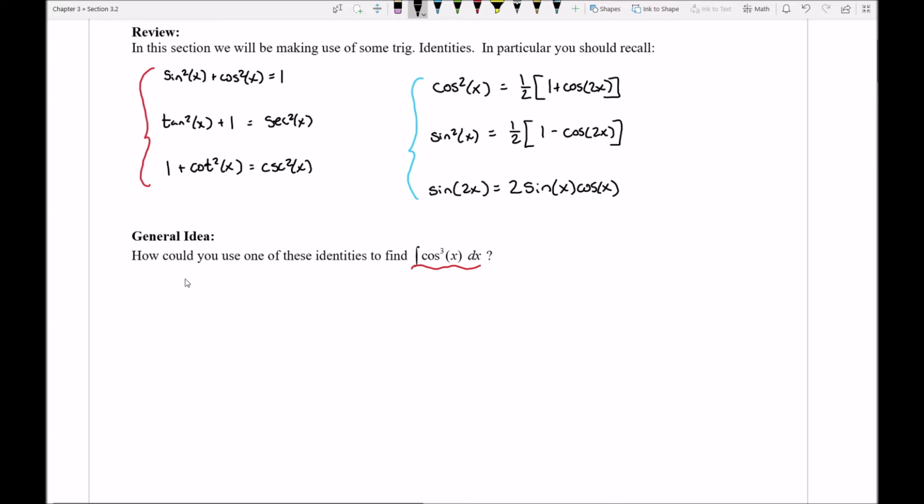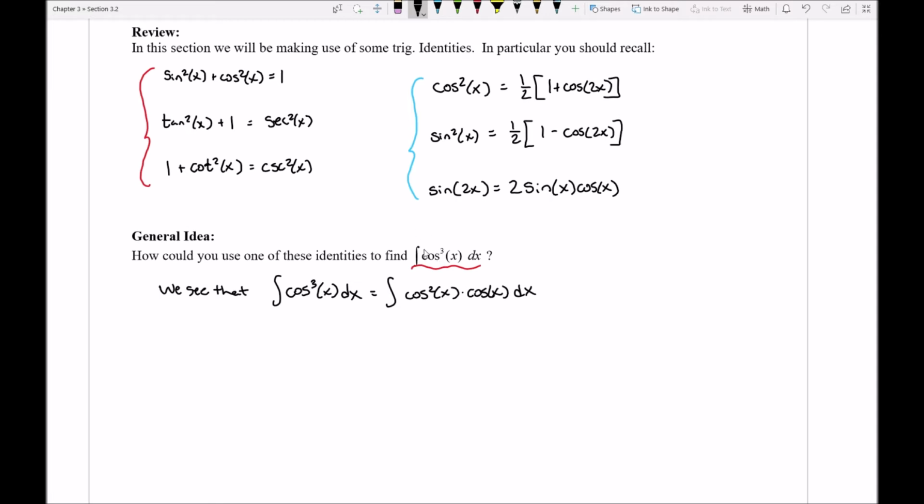So here's what I'm going to go ahead and do. I'll start by saying we see that the integral for a cosine cubed could be re-expressed as a cosine squared of x times a cosine of x. Right? I'm just kind of separating that third power out into a power of 2 and a power of 1. Now there's a reason that we're going to do this.